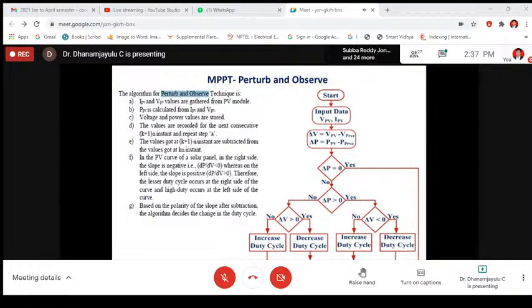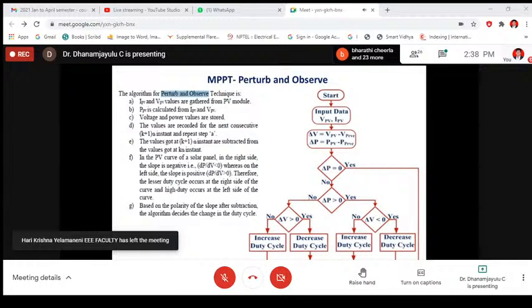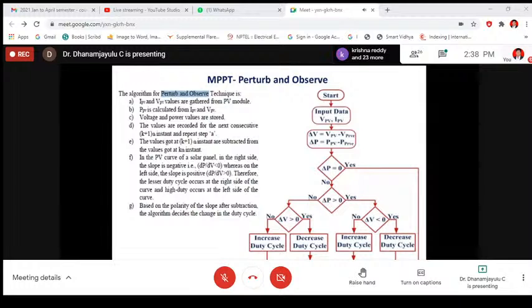The IPV and VPV values are gathered from the PV model, and the power calculated from the values is stored. The values are recorded at the next consecutive instant K plus 1, repeating step A. That means the values from instant K plus 1 are subtracted from the values at the Kth instant. On the right side, the slope is negative; on the left side it is positive, that is dP by dV is greater than 0.